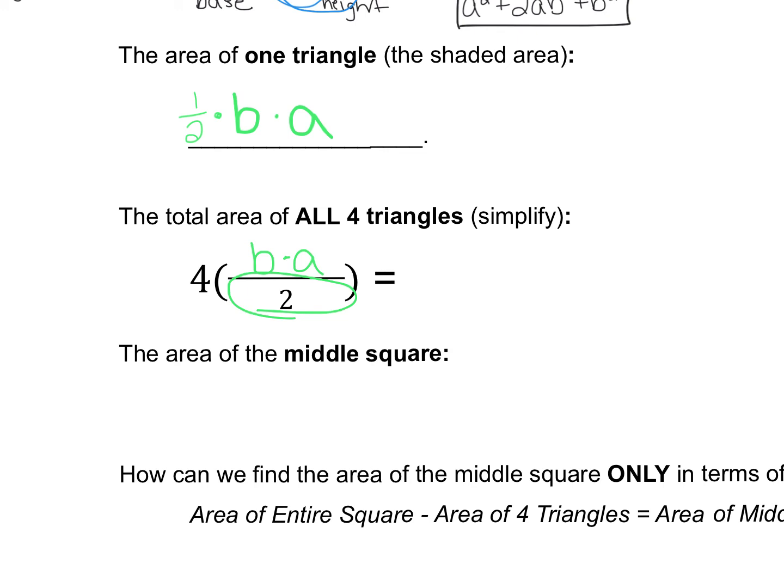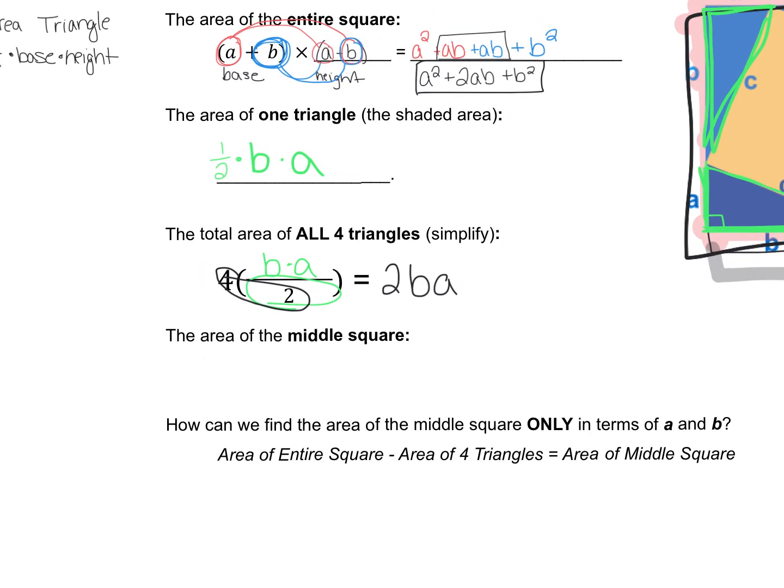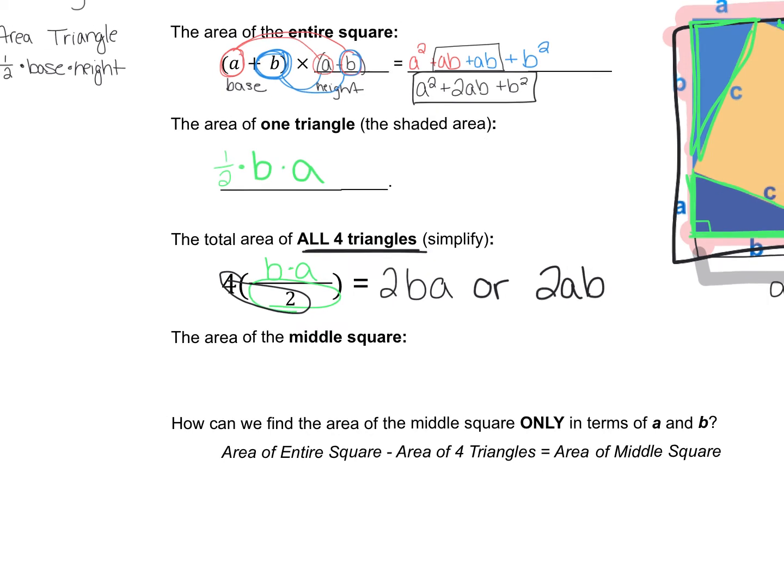Okay, and now we get to do a little bit of math. We are going to take that 4 divided by 2, and that will give me 2. So 4 divided by 2 is 2, and then BA. I did that division. So if they're asking me for the total area of all 4 triangles, it's 2BA or 2AB. Remember, in multiplication, we can switch the order.